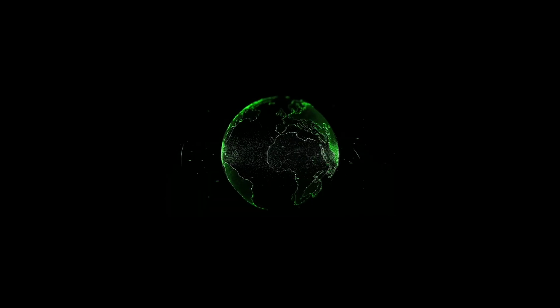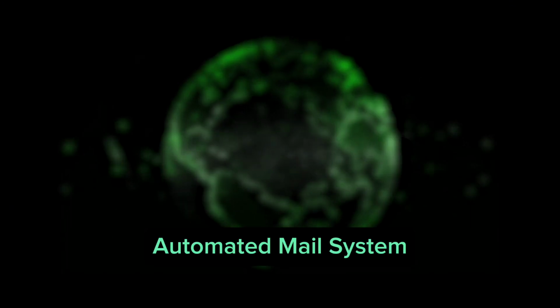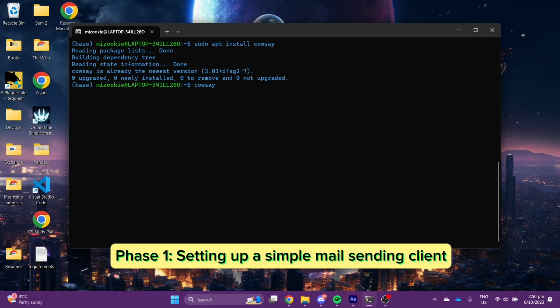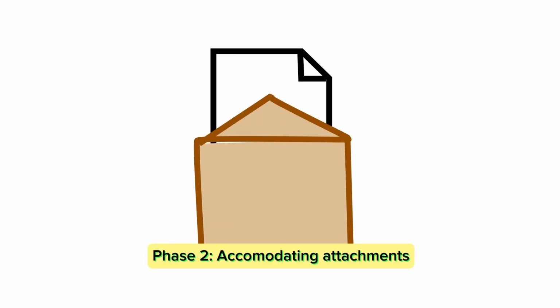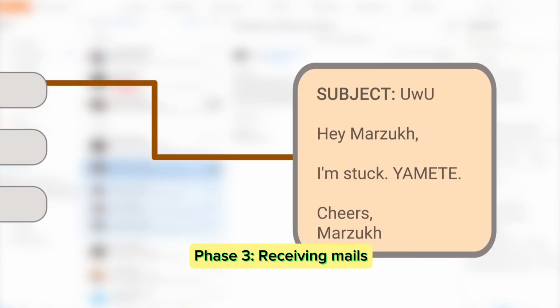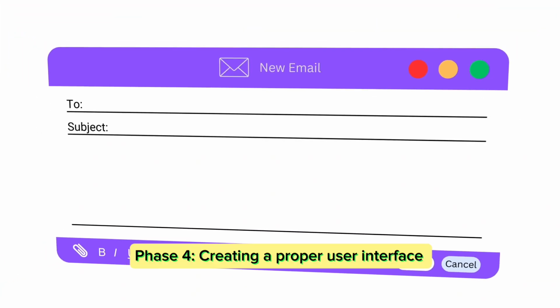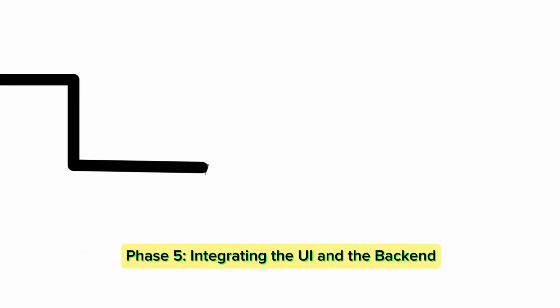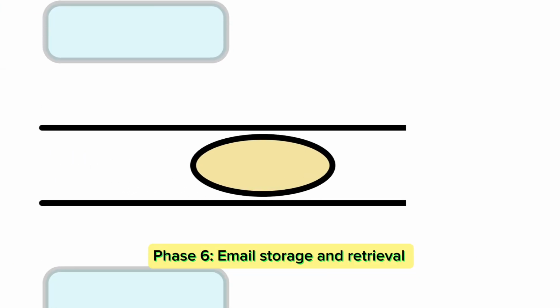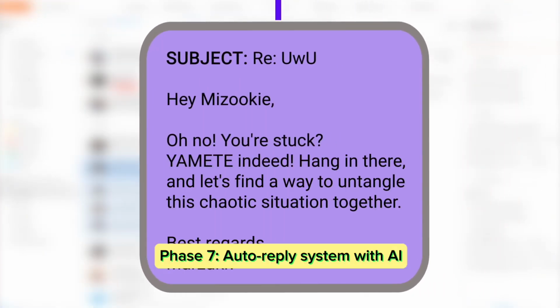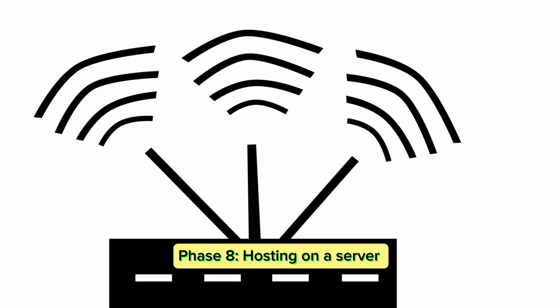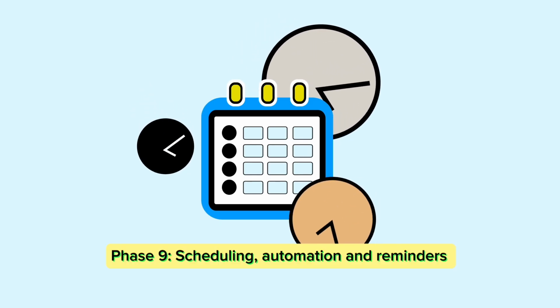Let's take a look at the different phases involved in bringing this automated mail system to life. You can skip to this timestamp directly to start phase 1 of setting up the mail system. Phase 1. Setting up a simple mail sending client from the command line. Phase 2. Accommodating attachments. Phase 3. Receiving mails. Phase 4. Creating a proper user interface. Phase 5. Integrating the UI and the backend. Phase 6. Email storage and retrieval. Phase 7. Auto reply system with AI. Phase 8. Hosting the app on a server. Phase 9. Scheduling, automation, and reminders.